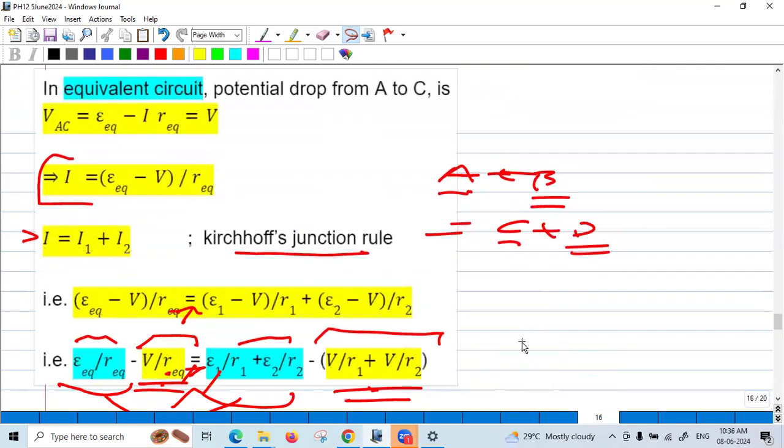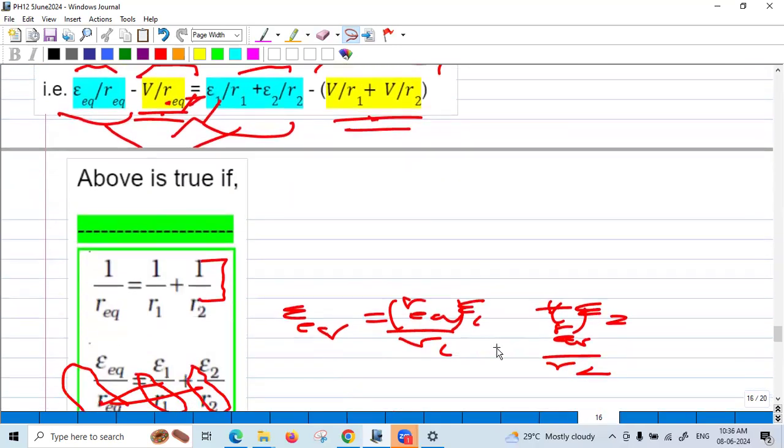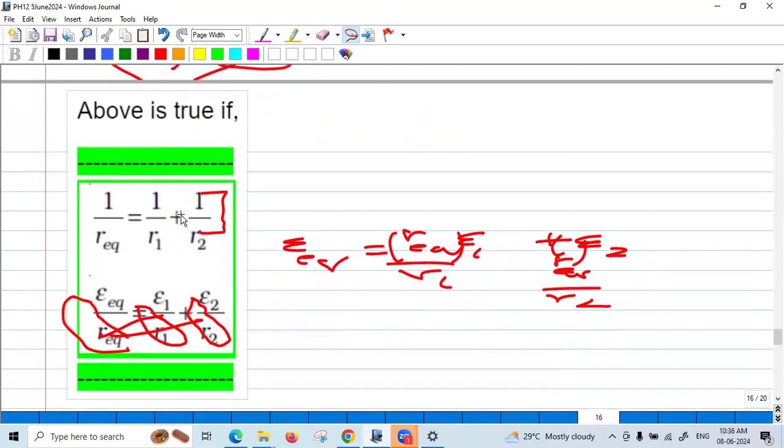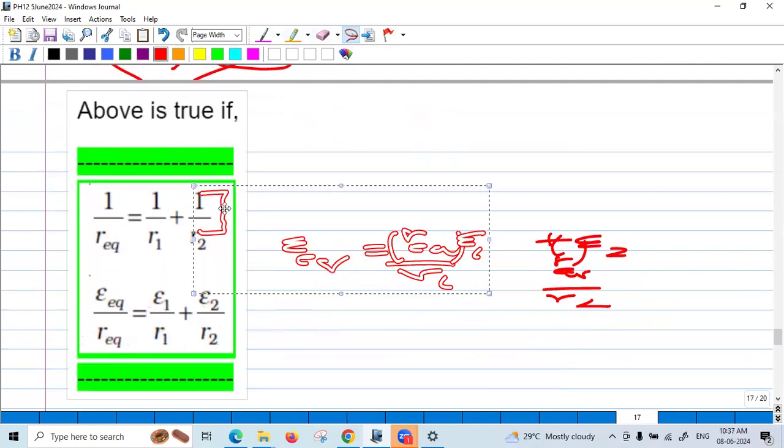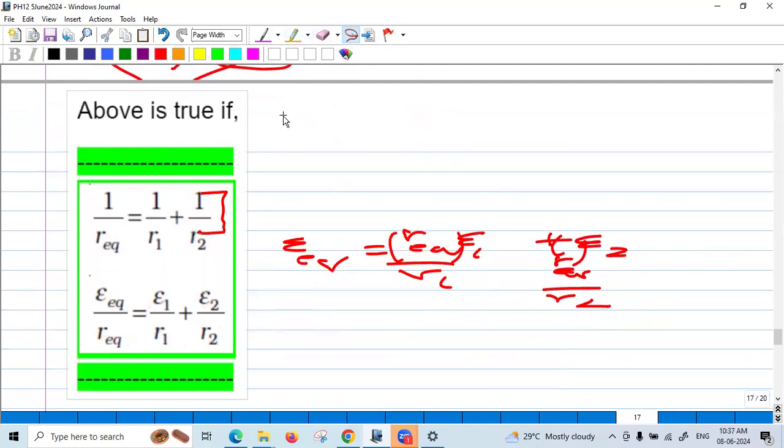So when two cells are connected in parallel, this is the result. The equivalent resistance is given by 1 by R equivalent equal to 1 by R1 plus 1 by R2, and E equivalent is related to E1 and E2 like this: E equivalent by R equivalent equal to E1 by R1 plus E2 by R2. This is the same as two resistors connected in parallel. The EMFs will add as E equivalent by R equivalent equal to E1 by R1 plus E2 by R2.